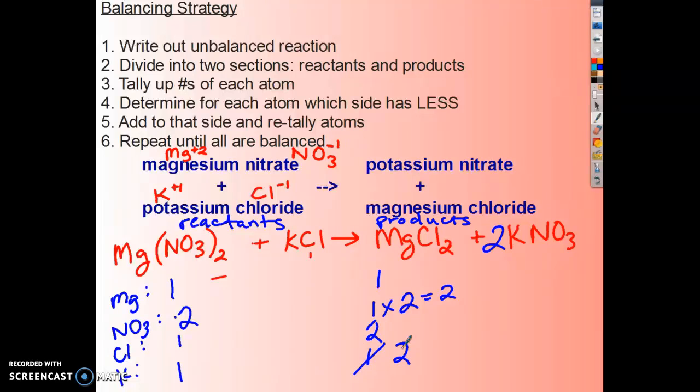Let's see if we can do that to the other side. Change our chlorines to have 2 and our potassiums to have 2 on the reactant side. In order to do that, all we have to do is multiply by 2, and we can do that by putting a big 2 out in front of potassium chloride. And that's going to actually fix both of them at the same time. So now this will be our balanced reaction: 1 magnesium nitrate with 2 potassium chlorides makes 1 magnesium chloride and 2 potassium nitrates.